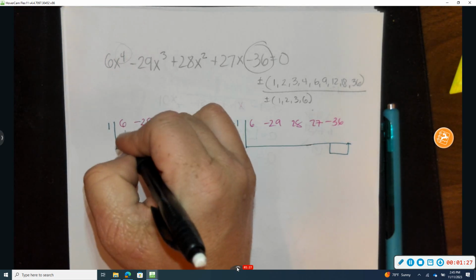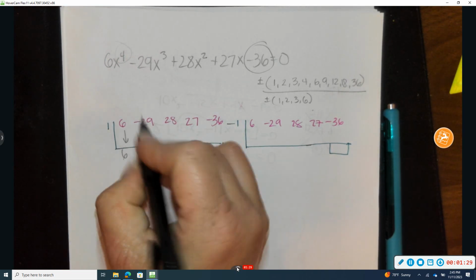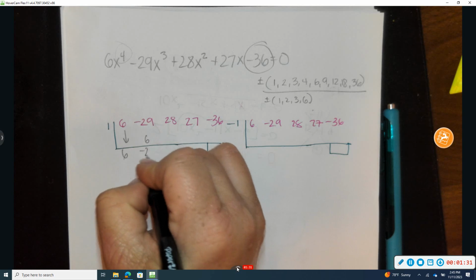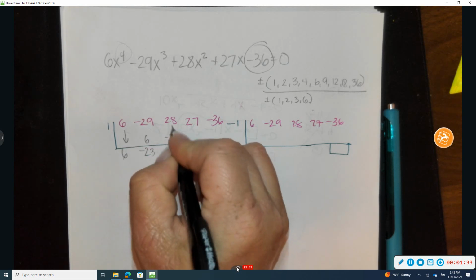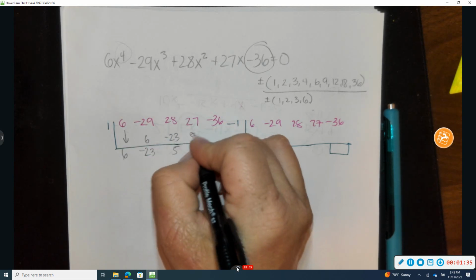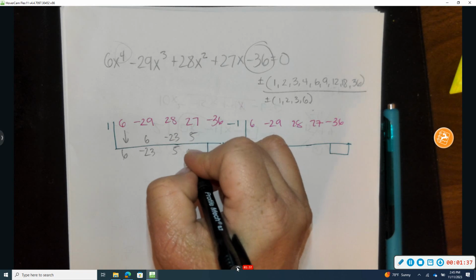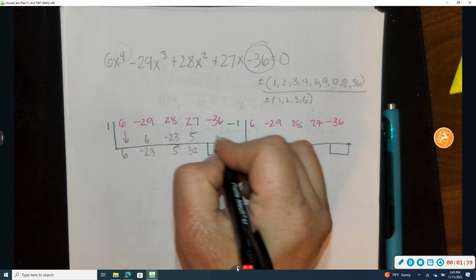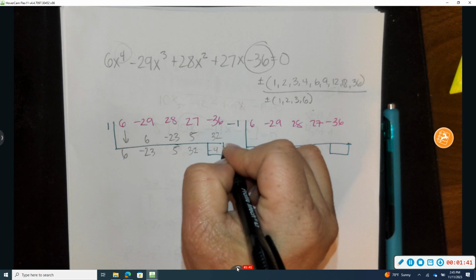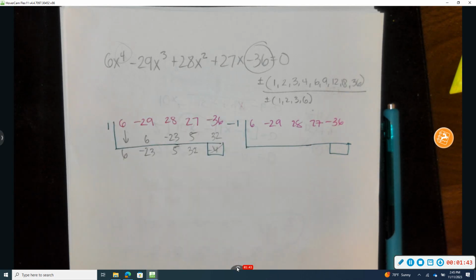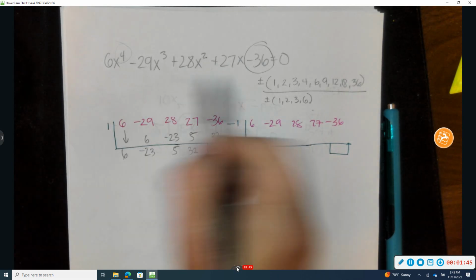Okay, drop down the first number, and we are multiplying to get 6. We're adding straight down to get a -23, and multiplying to get -23, and adding down to get 5. Multiplying to get 5, adding straight down to get 32, multiplying to get 32, and unfortunately, this is not 0. That means 1 is not a rational root to this equation.